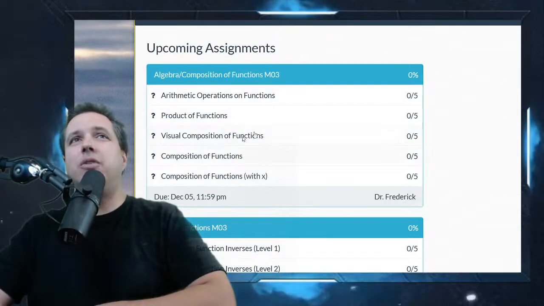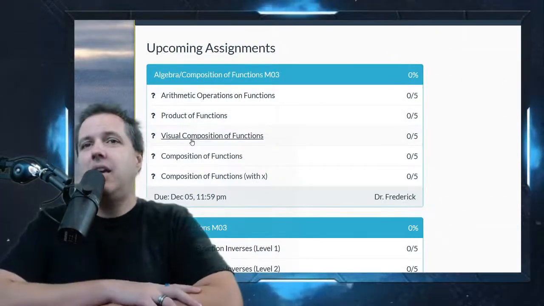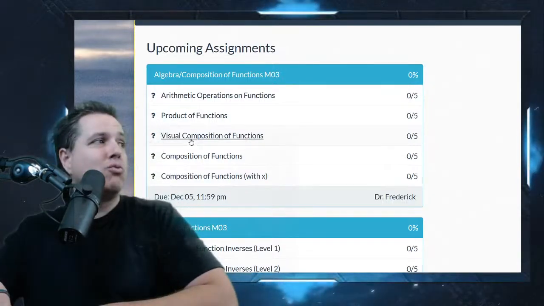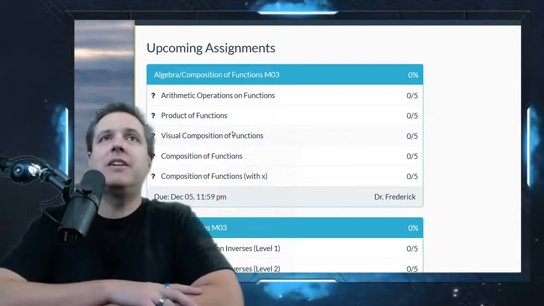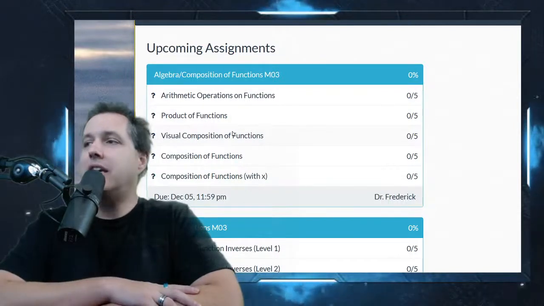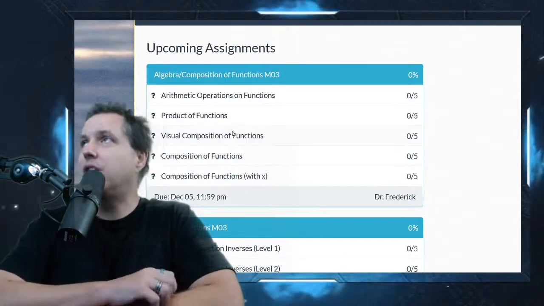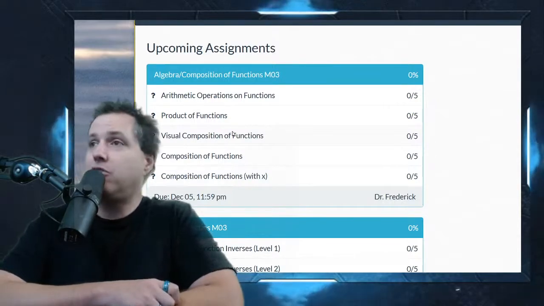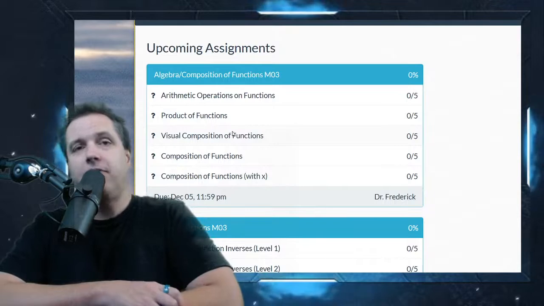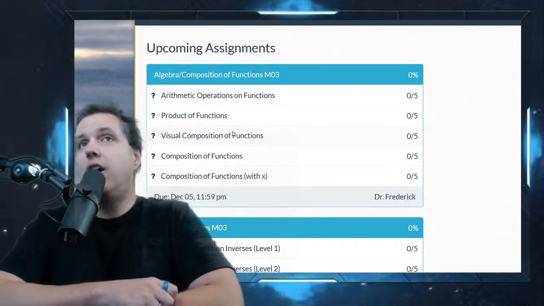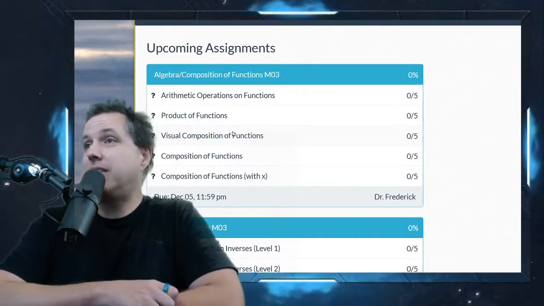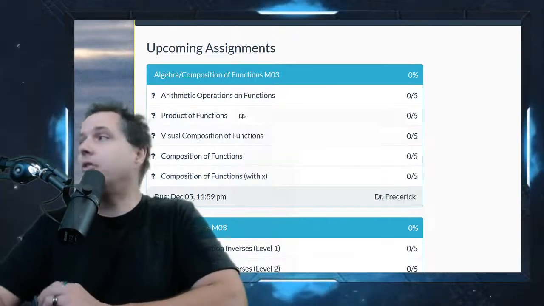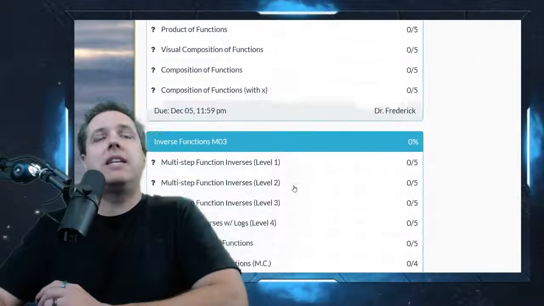Some of this is important stuff that's going to come up again. We didn't really have time to cover it in this class, but some of this visual composition of functions and understanding the connection between the graphs of composition of functions will play a role for some of you that end up in college algebra or pre-calculus. So if that's you, just be aware you're going to see those topics again in the future, and you're going to have to work with them. Okay? So with that said, let's move ahead.